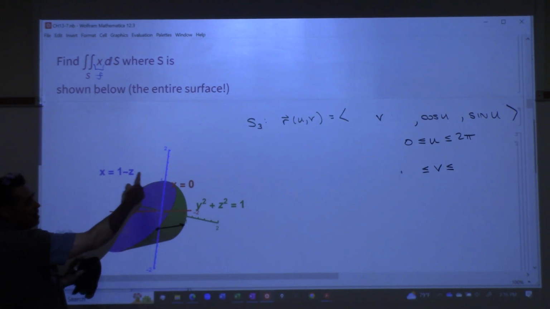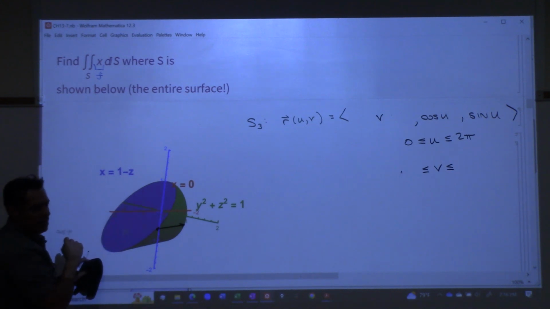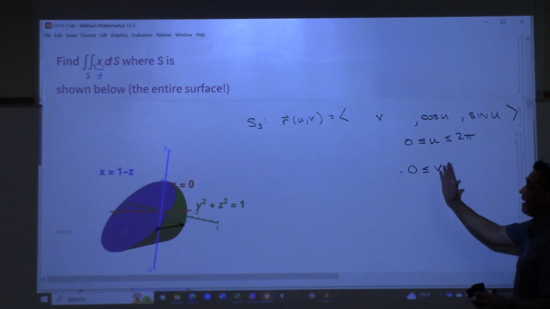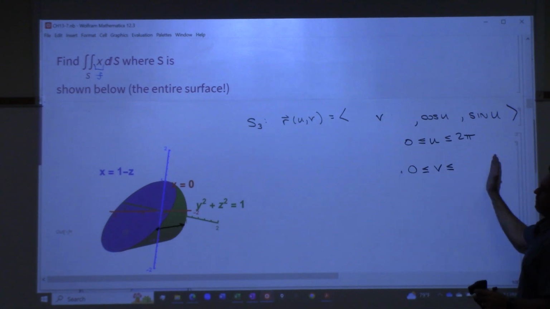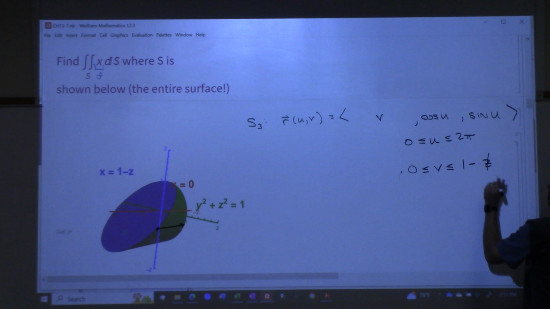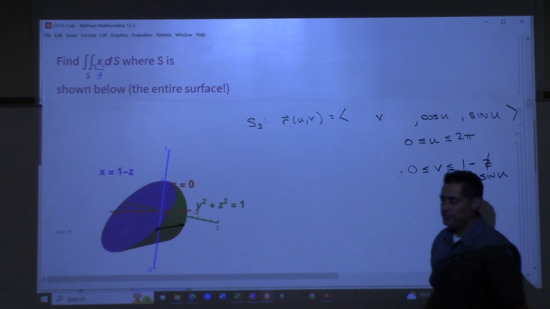1 minus z, but what's z for us? Sine u. Okay? So this is going to go from 0, which is the red plane on the back of the surface, solid, whatever, up to the front side, which is 1 minus z, but I'm not using z because I've changed everything over. That's sine u. There it is.